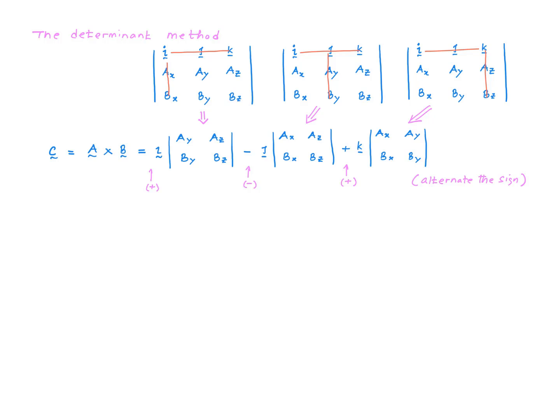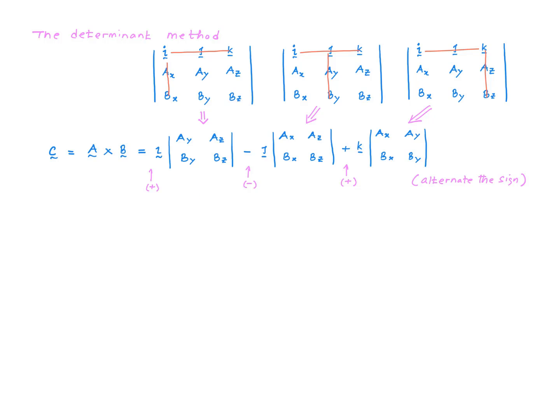The second aspect of that has to do with the signs. So you put a positive sign for the first term, and then the second term has to be negative, the third term has to be positive. Actually, if I had a 4 by 4, I'd keep on going like this, alternating the signs.